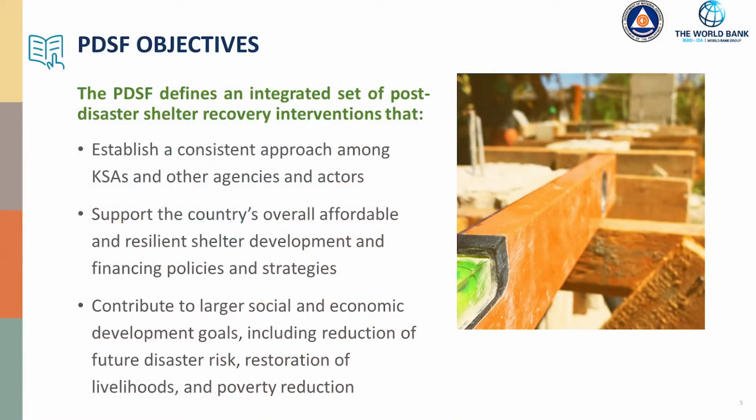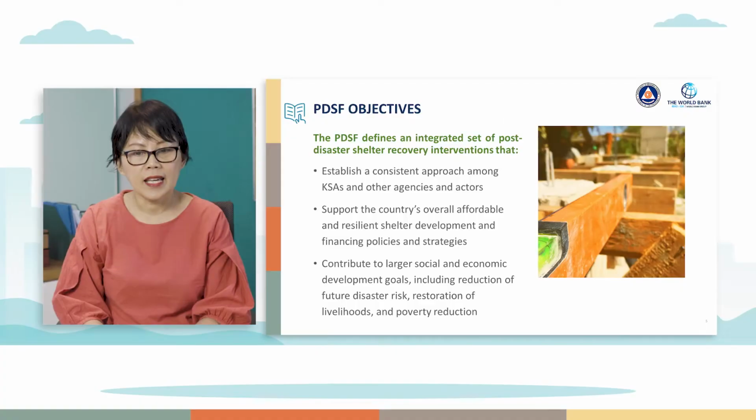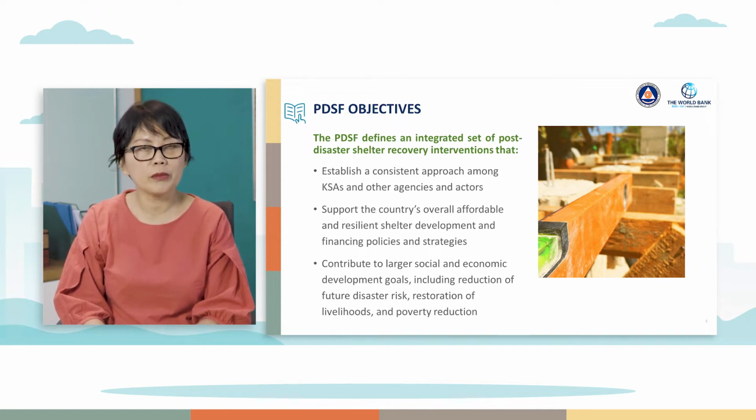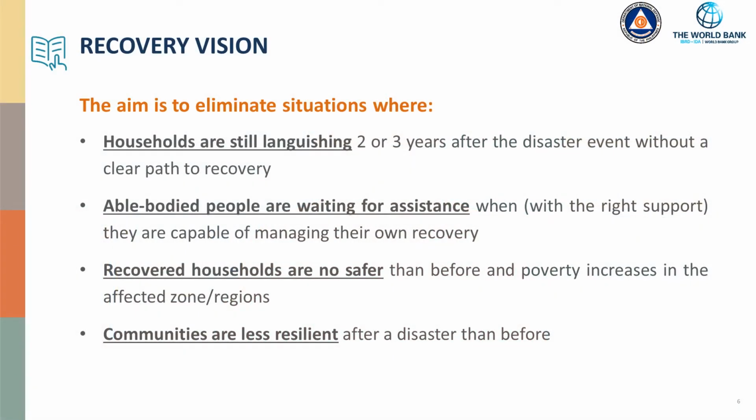The PDSF defines an integrated set of post-disaster shelter recovery interventions that establish a consistent approach among key shelter agencies and other agencies and actors, support the country's overall affordable and resilient shelter development and financing policies and strategies, contribute to larger social and economic development goals, including reduction of future disaster risk, restoration of livelihoods, and poverty reduction. The aim is to eliminate situations where households are still languishing 2 or 3 years after the disaster event without a clear path to recovery.